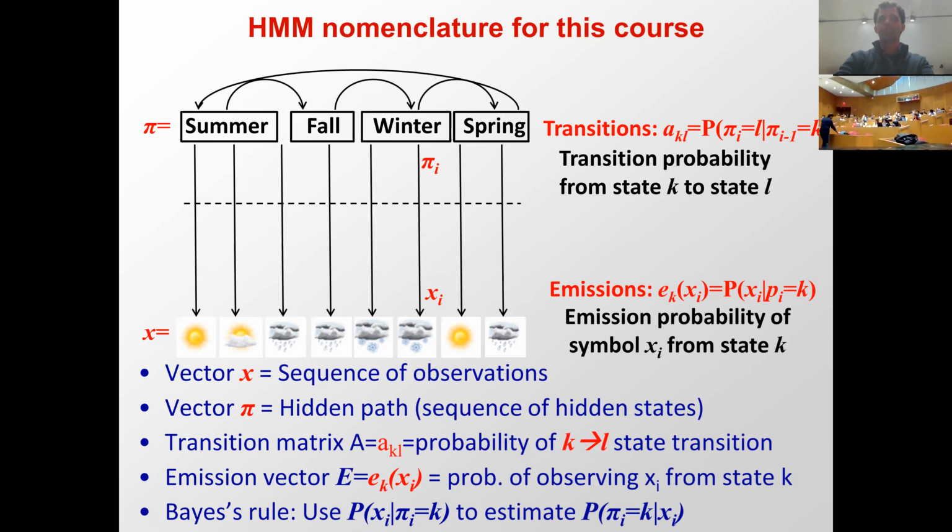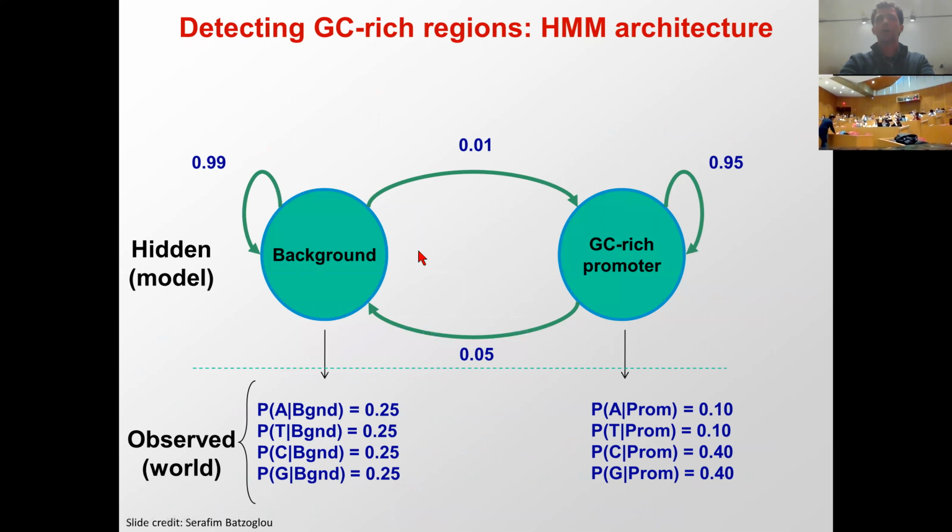Awesome. All right, so the first example that we looked at was a two-state hidden Markov model with a background state and a promoter state with 10% probability of transitioning from background out, and then 5% probability of transitioning from promoter out. And then a uniform emission matrix for background and a biased GC-rich promoter state.